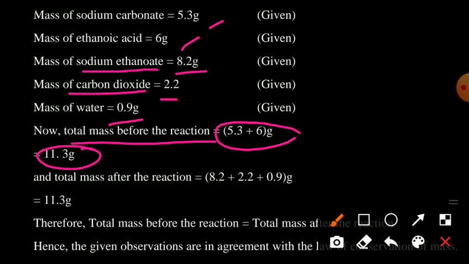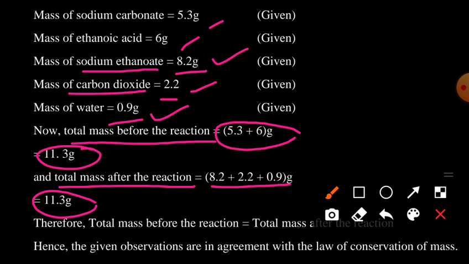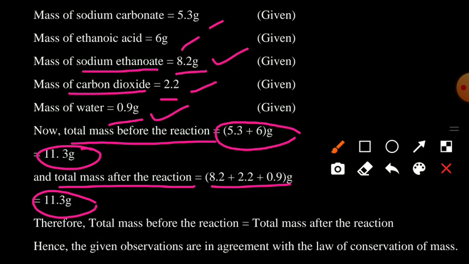Then we will calculate the total mass after the reaction, or we can say the total mass of product. That will be mass of sodium ethanoate, then mass of carbon dioxide and mass of water. It means 8.2 plus 2.2 plus 0.9 gram. That is also 11.3 gram. Therefore, total mass before the reaction is equal to the total mass after the reaction. Hence, given observation are in agreement with the law of conservation of mass.